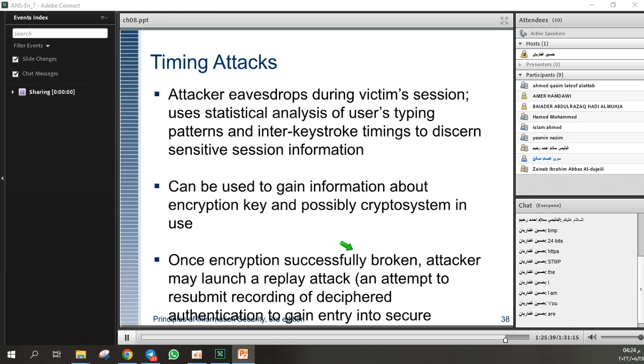Once the encryption is successfully broken, the attacker may launch a replay attack. In a replay attack, the attacker tries to resubmit the recorded information. It records some information, and next time after the session, it tries to replay, to resend that recorded information to the receiver. Why? Maybe suddenly the receiver accepts the communication and authenticates me.